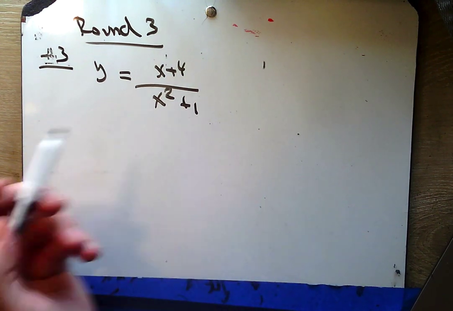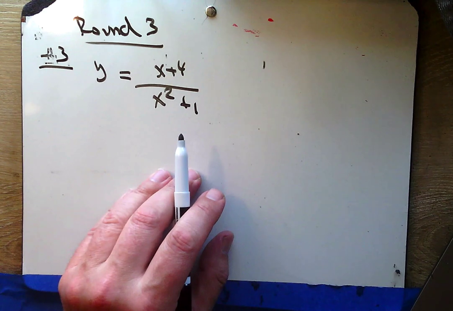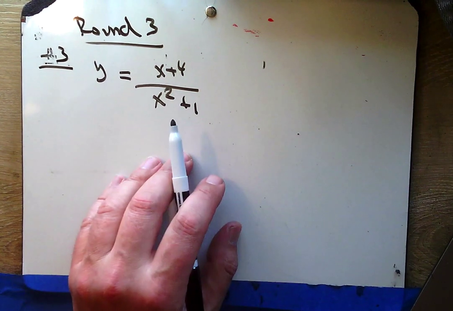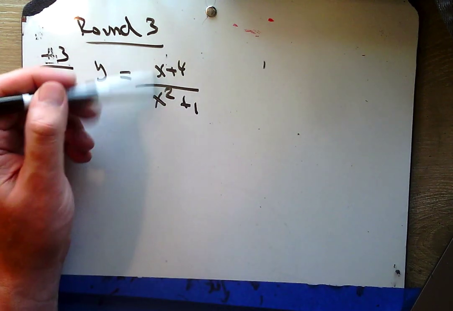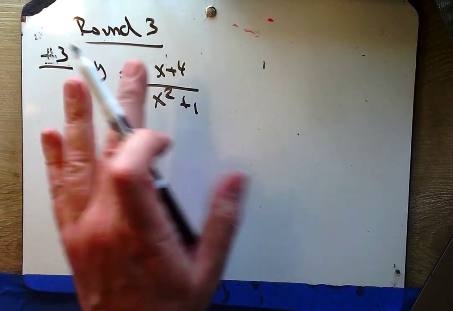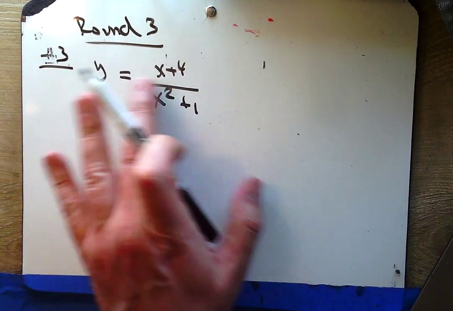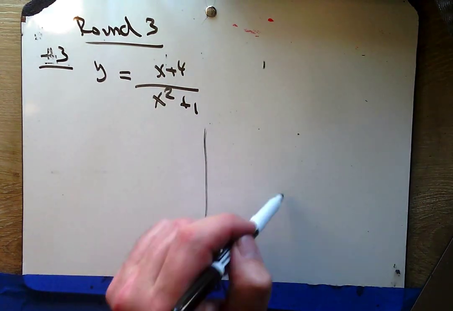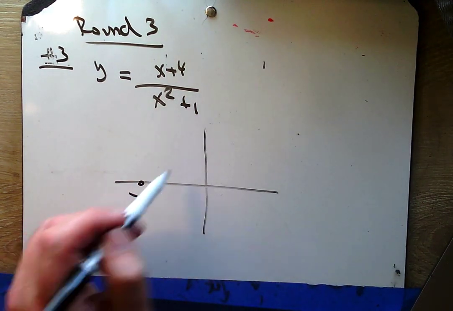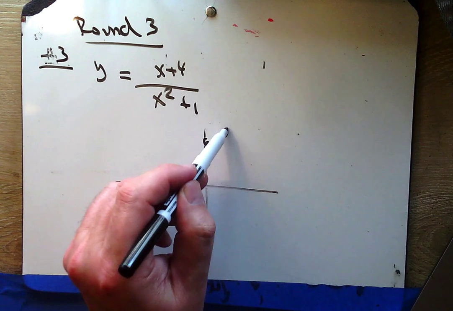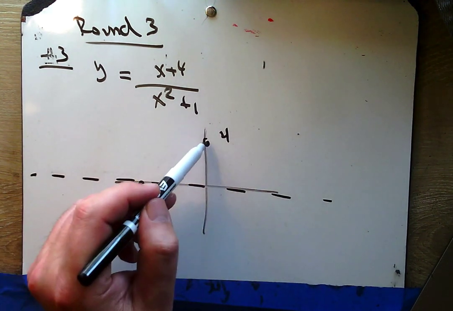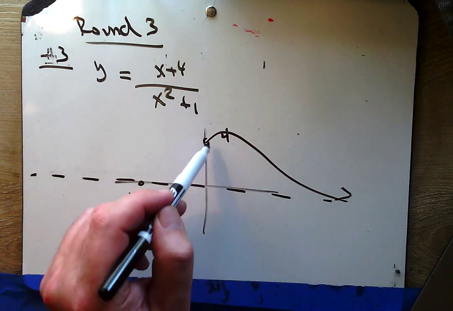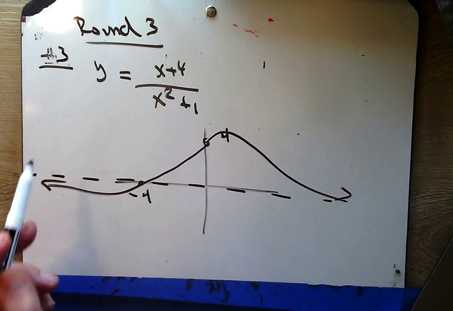Okay, so what's it look like? I know it's very similar to the last one, isn't it? No vertical asymptotes, still y equals 0. 4 is the y-intercept, and -4 is the x-intercept. -4, there's 4, y equals 0. And so again, I think I'm doing something like this.